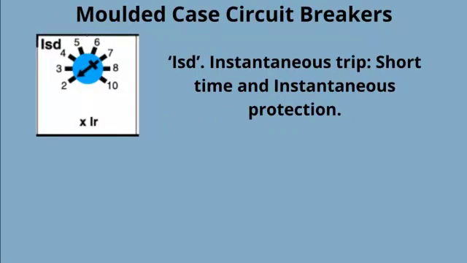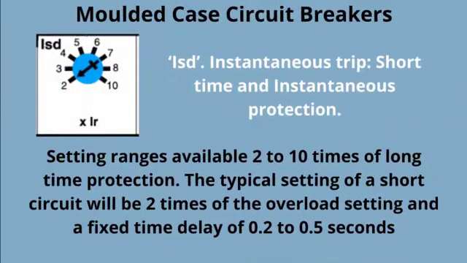Isd, instantaneous trip, short time and instantaneous protection. Setting ranges available are 2 to 10 times of long time protection. The typical setting of a short circuit will be 2 times of the overload setting and a fixed time delay of 0.2 to 0.5 seconds.